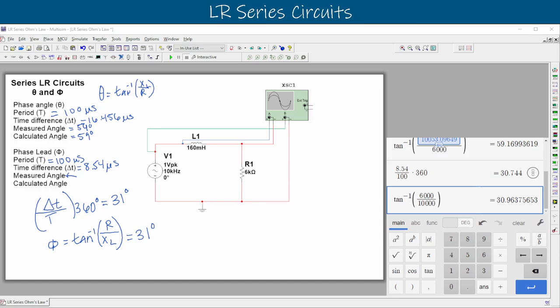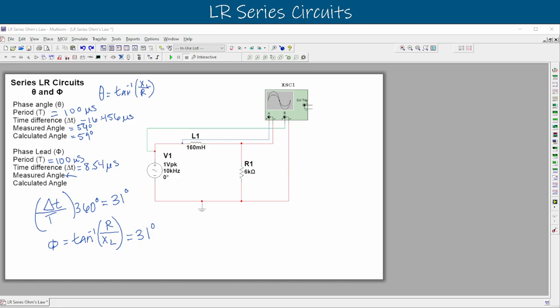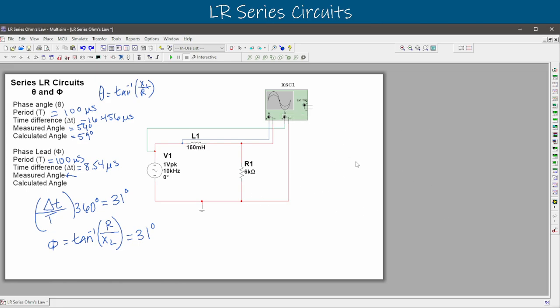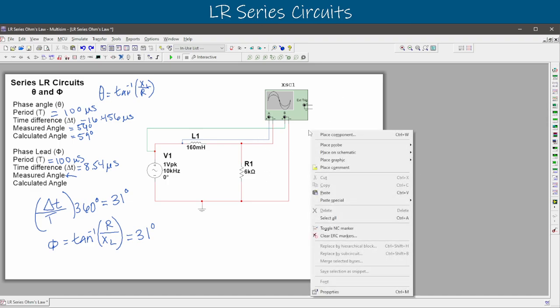They should match. Okay, so now we want to make our phasor diagrams. So we're going to do 2 of them. We're going to do one for just the resistances, and then we're going to do another one that is just for our voltage. So to do this, we can right-click out here and place a graphic.